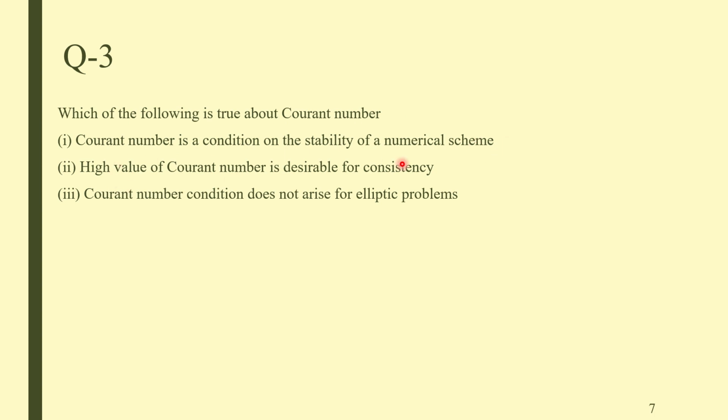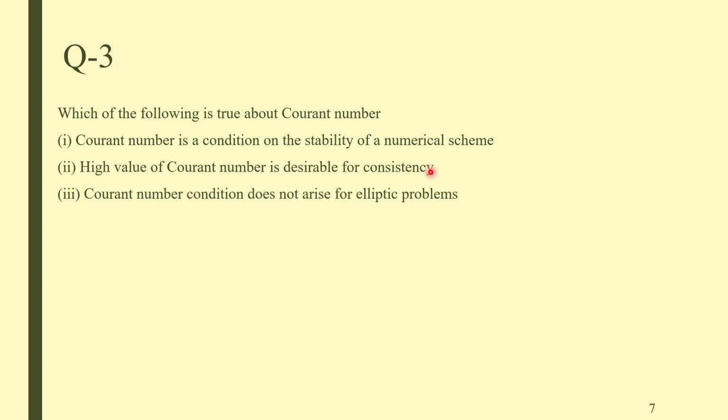High value of Courant number is desirable for consistency. It is the false statement. On the other hand, we desire a low value of Courant number in most cases. For getting consistency, a Courant number less than a certain value is always preferred. Like in the wave equation or diffusion equation, it would be delta t by delta x less than or equal to 1.